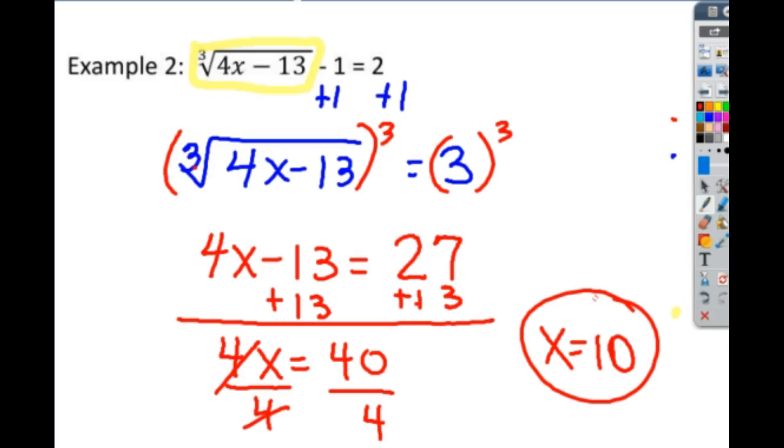Checking is nice, but it's not required when you raise something to a third power. It's only when you raise something to an even power, like 2 or 4.